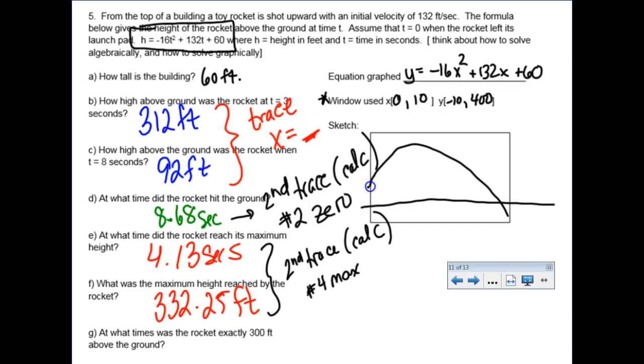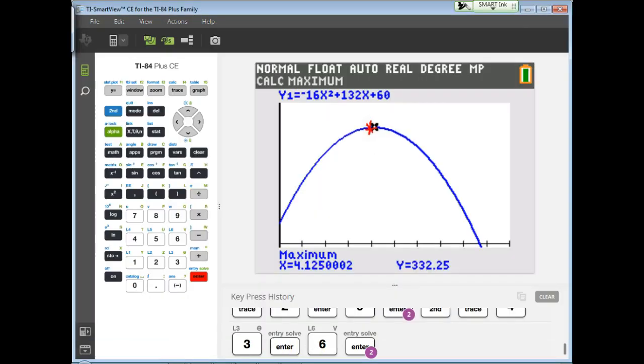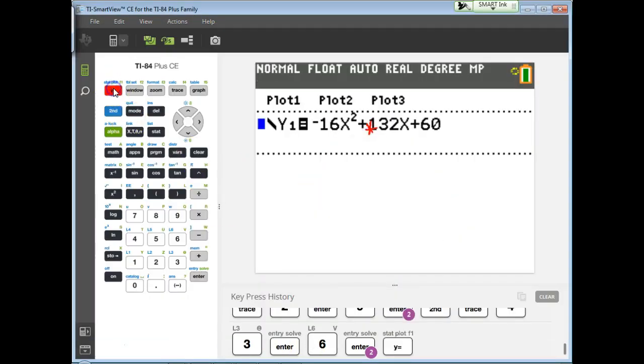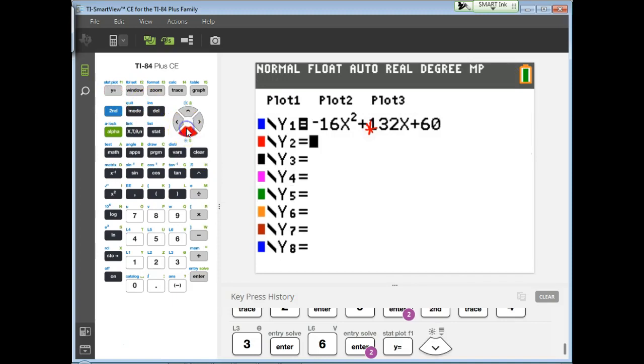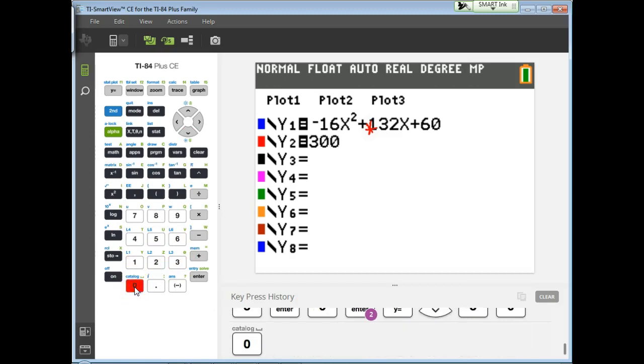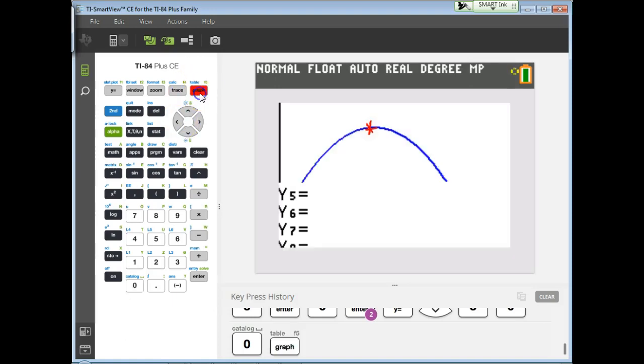All right, we have one more question though. It says, at what times was the rocket exactly 300? Now notice the pluralization on that. I'm going to give you a quick technique for finding that answer. Go back to your function. Go back to y equals. I want you to create a second function, y2. Call it 300. So you're going to have a horizontal line cutting through at 300 feet, and you're going to see, hopefully, 2 places where this happened.